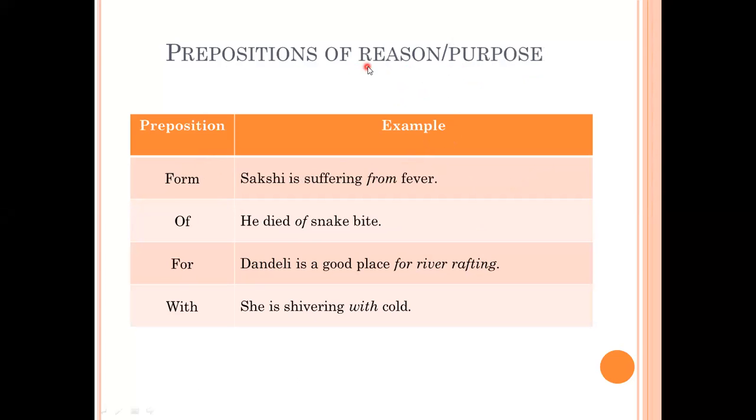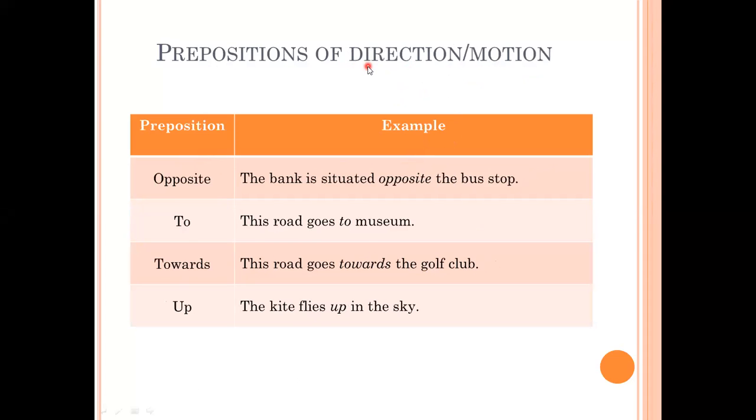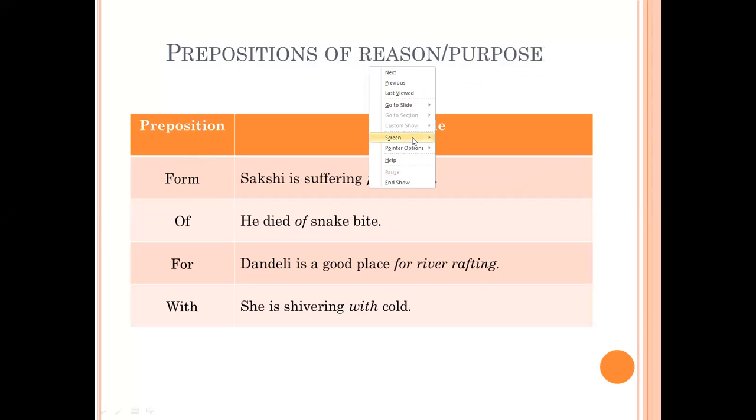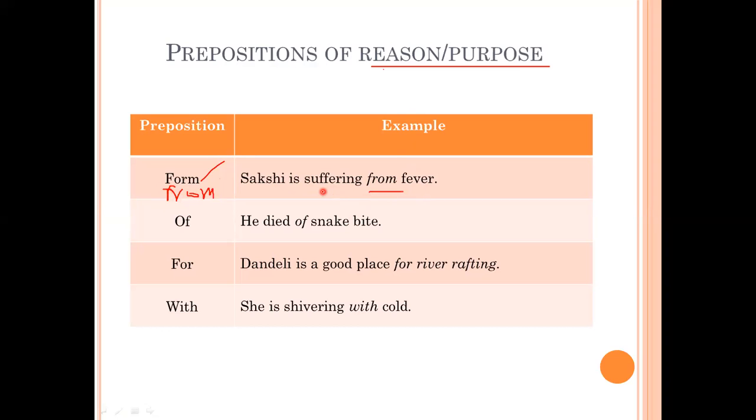Then the next category is reason or purpose. If you are looking for a reason or a purpose, these prepositions will help you. Here it is from, it is not form. So you just correct it here. It is from, not form. Sakshi is suffering from fever. So from gives you the reason for suffering. What is the reason for suffering? That is fever.